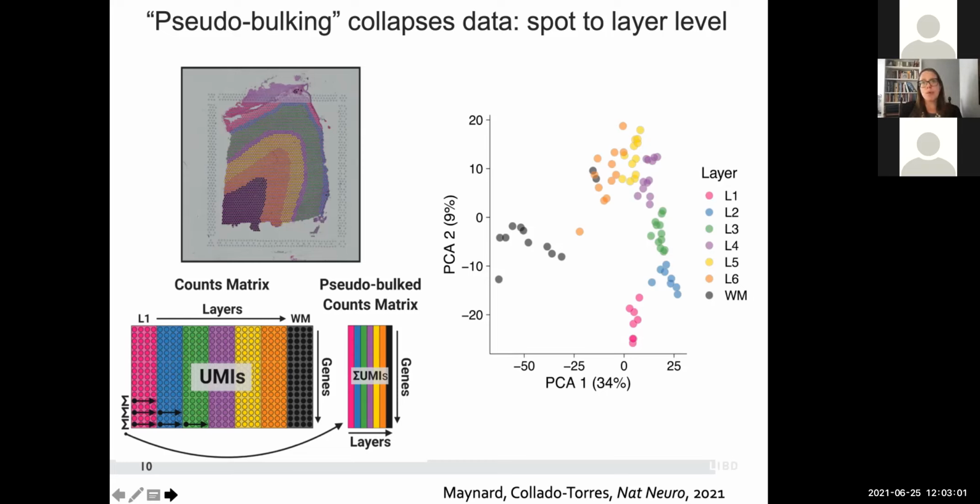The pseudo-bulking approach summarized approximately 48,000 spots to 76 layer aggregated profiles across the 12 samples, thereby removing sparsity and greatly increasing the UMI coverage of the genes. Principal component analysis of the layer level or pseudo-bulked expression profiles across all sections and subjects revealed that the first principal component separates the white and the gray matter, and the second principal component associates with the different cortical layers.